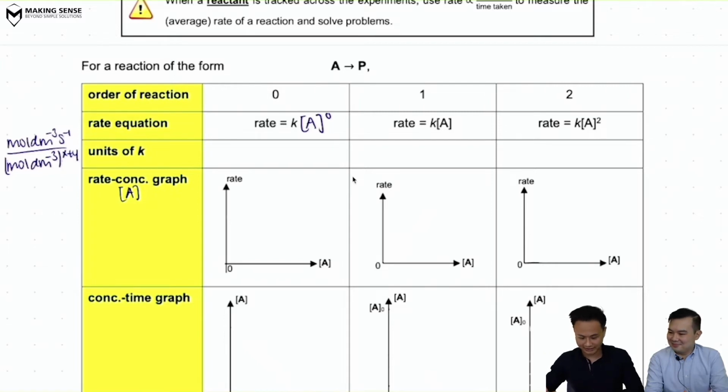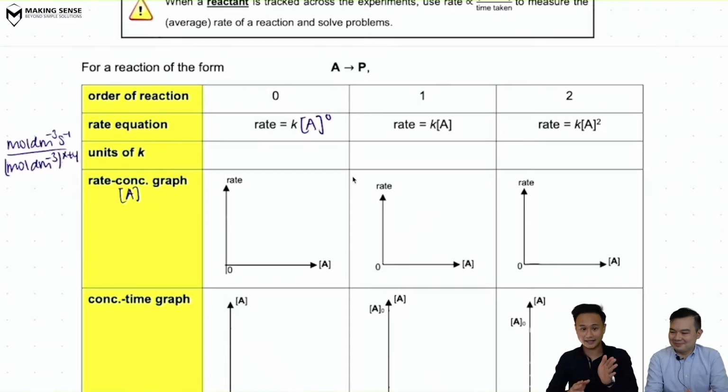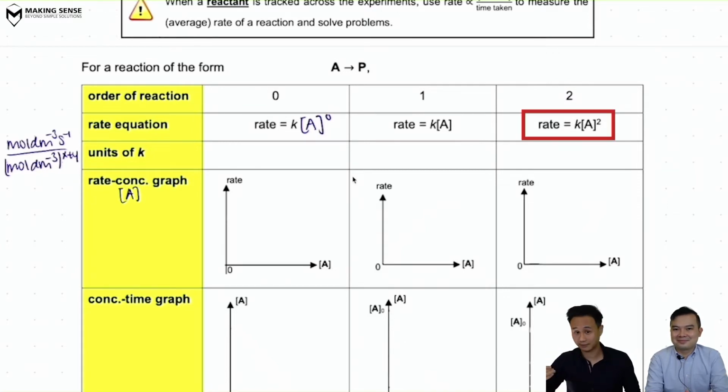Okay, so in this reaction, we're going to take a very, very simple reaction. A becomes P, and we have 3 orders of reaction here, 0, 1 and 2. Now we have the corresponding rate equations as well. Rate equals k[A]^0, k[A]^1, k[A]^2. This should be quite comfortable for you now.